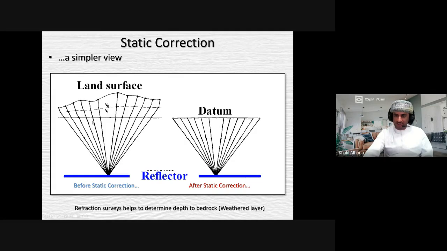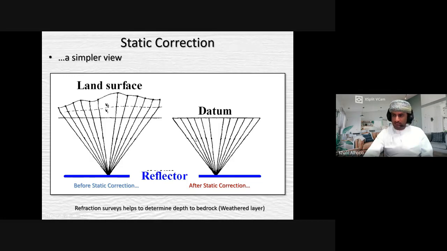You first make the decision that I need to bring my data to this datum, whatever this datum is, 150 meters, 400 meters. It depends on many factors, how high you are, how thick the weathered layer is, but bring it to something below the weathered layer. So it's supposed to be all of it below this layer. This is the top of the second layer, and that's the top of the first layer. That's the Earth surface. Bring it to something like that.